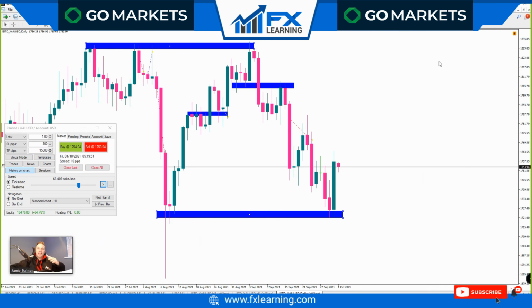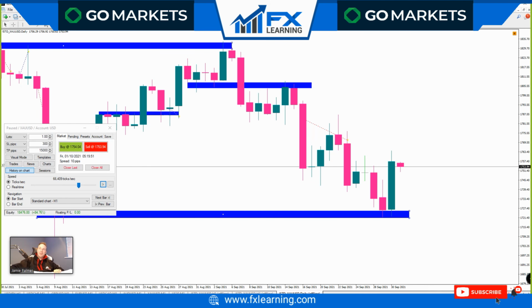But yeah, look at this on the daily. Look at that. Trend down, pullback, trend down, pullback, trend down, pullback. And it looks like here we're slowing down. Watch this now on the daily, see if I can get one more trade off the daily.